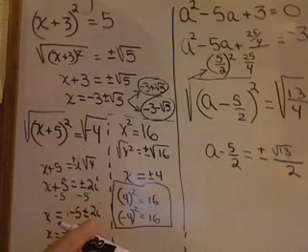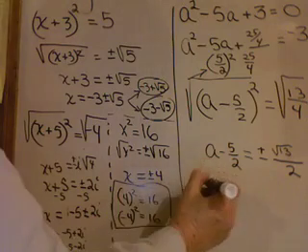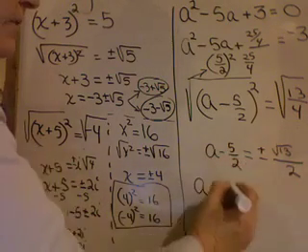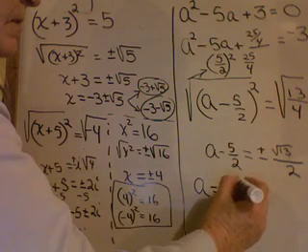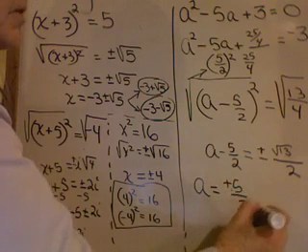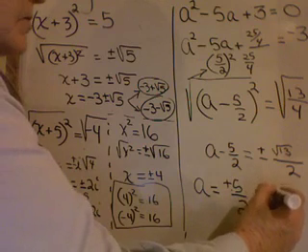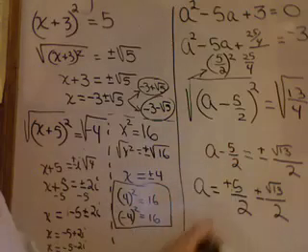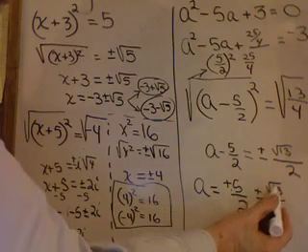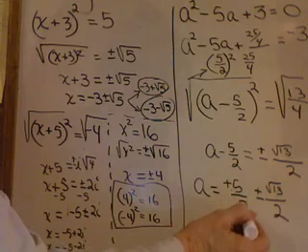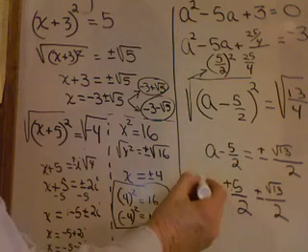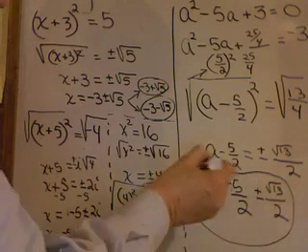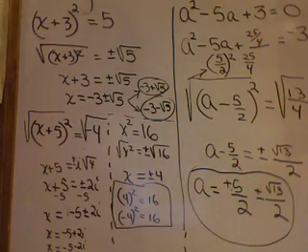Now, I still have to continue solving for a. So a equals, I'm going to add 5 halves to both sides. So 5 halves plus or minus root 13 over 2. And that is 2 answers. It's 5 halves plus root 13 over 2 and 5 halves minus root 13 over 2. Since I can't really add any like terms, it's acceptable to leave your answer in that form.